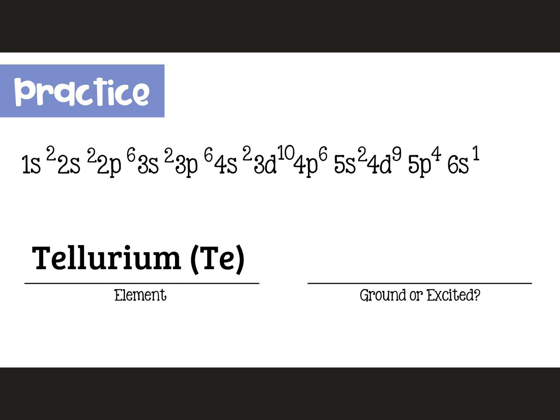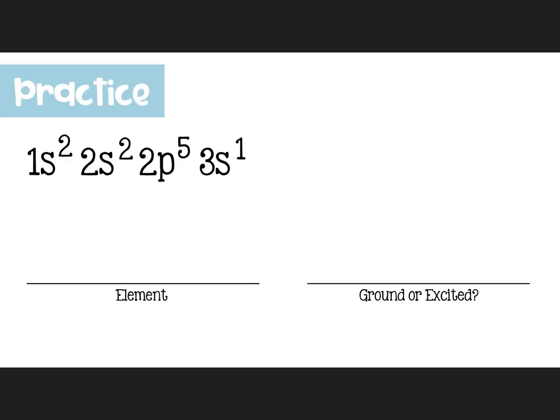Now, since 4d9 and 5p4 are not full orbitals, but we still have 6s1, that means that this configuration is an excited state. Now 1s2, 2s2, 2p5, 3s1 has 2, 4, 9, 10 electrons.